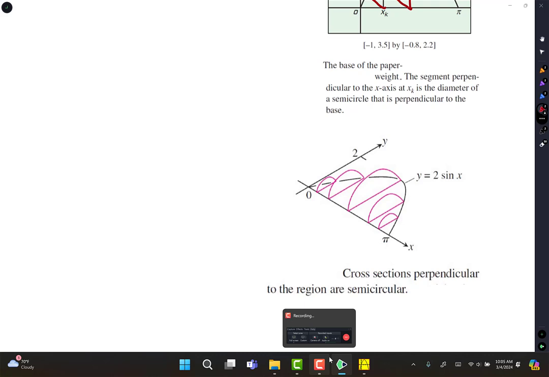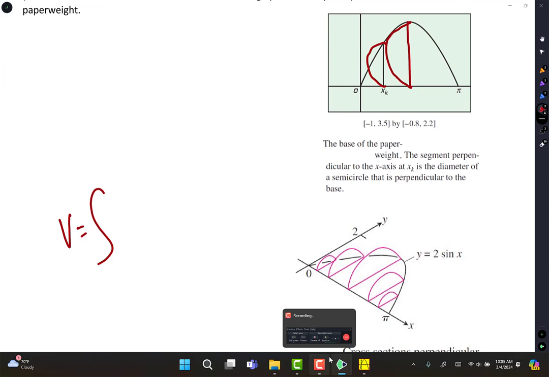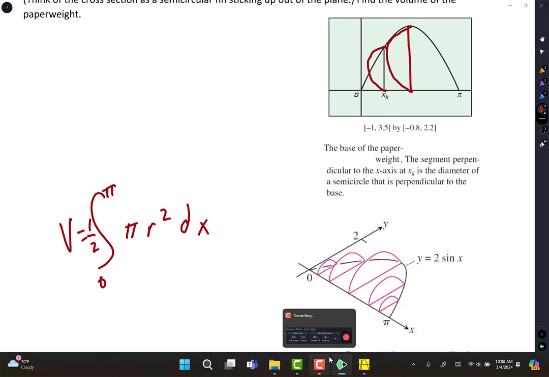So I want the volume. Volume equals the integral from what to what? 0 to pi. And what shape is this? A semicircle. So what is the area of a semicircle? Yes, 1/2 pi r squared. So here we go. I'm going to put the 1/2 on the outside, pi r squared, and then dx. And this will give me my volume.